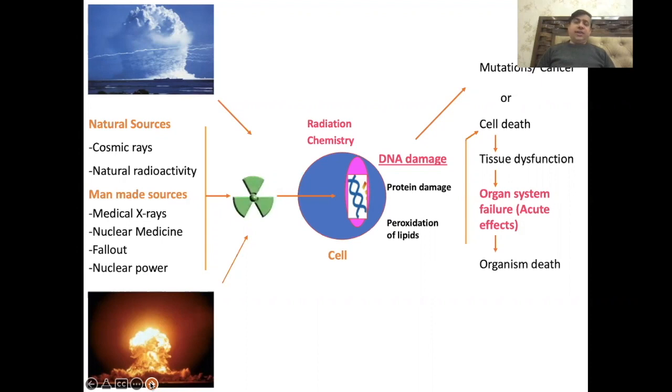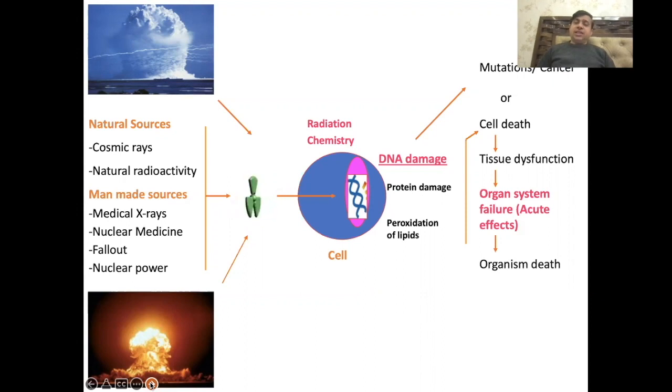But one thing is very common: if the radioactivity comes in direct contact with human beings, it is going to affect the biomolecules of the system. Biomolecules are basically of three types: DNA, protein, and lipids. So in this lecture, in part two, I am going to discuss how radiation causes oxidative damage.